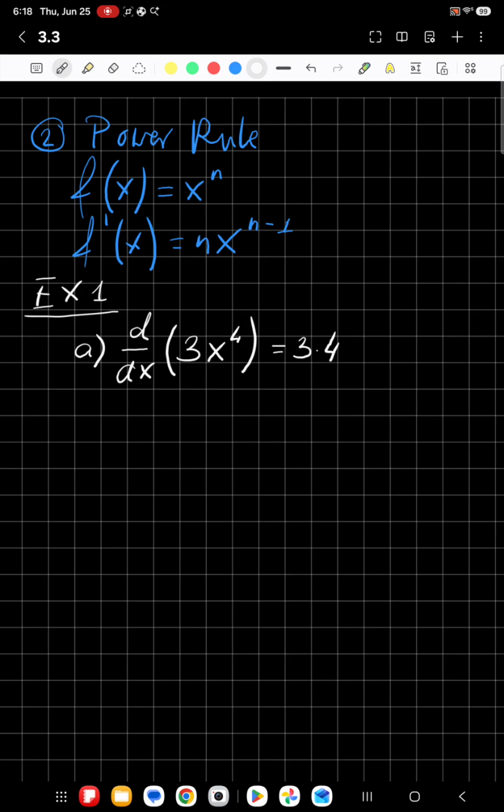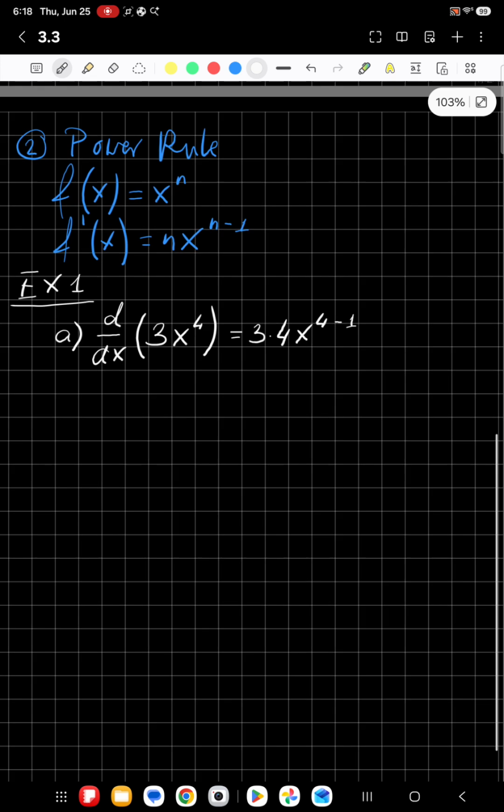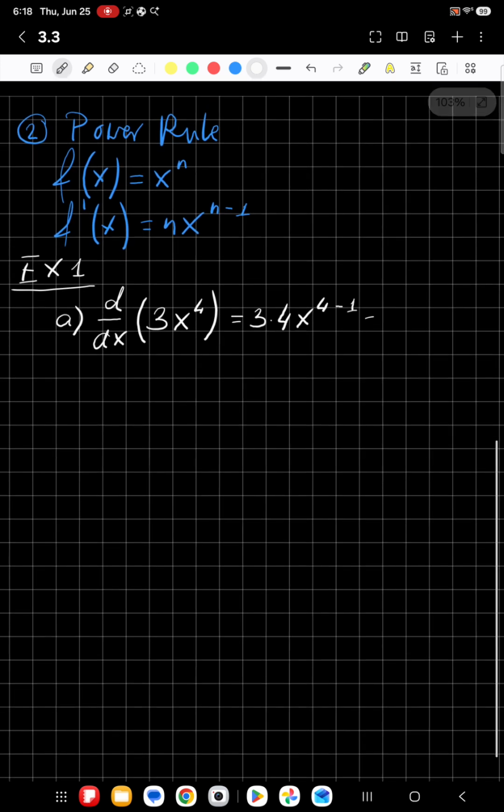And then here we have x. I'm just going to do it once, just to show you all those steps. Okay, so I have that 4 minus 1, so we'll have 12. And here I have x to the 3rd. So that's the derivative of 3x to the 4th.